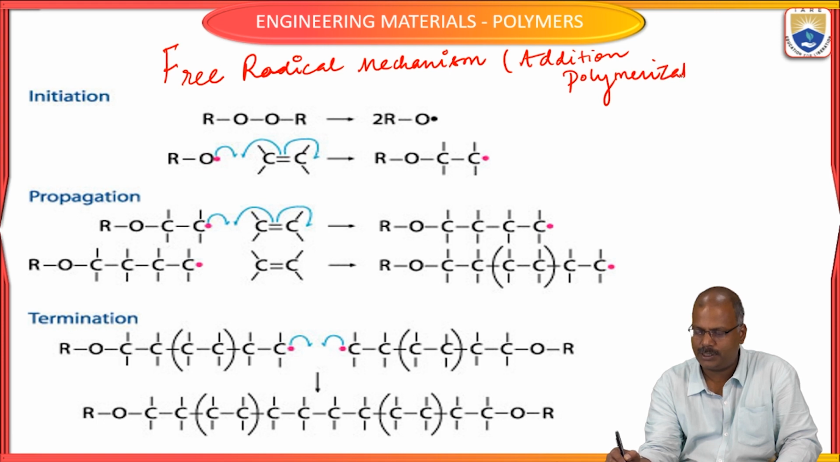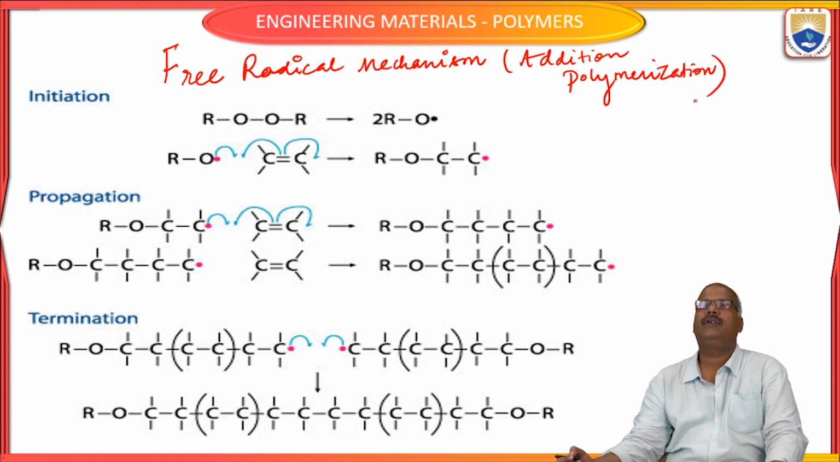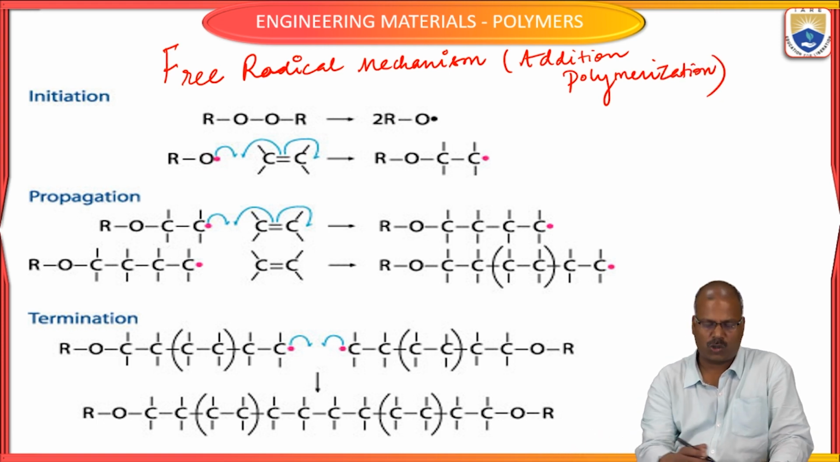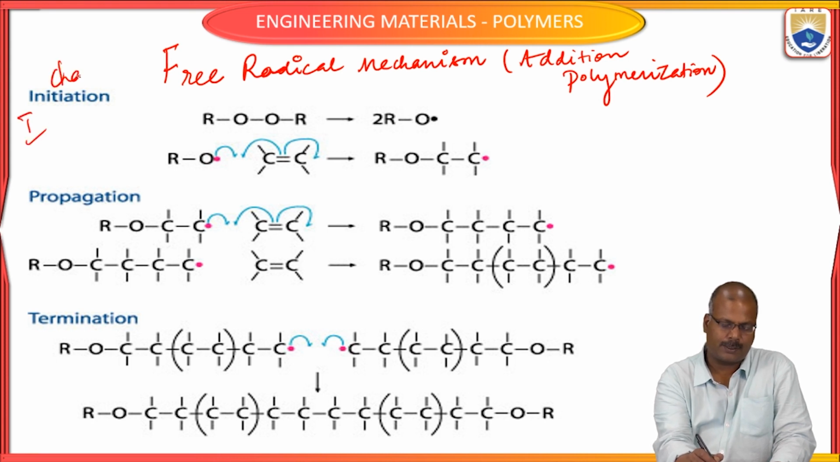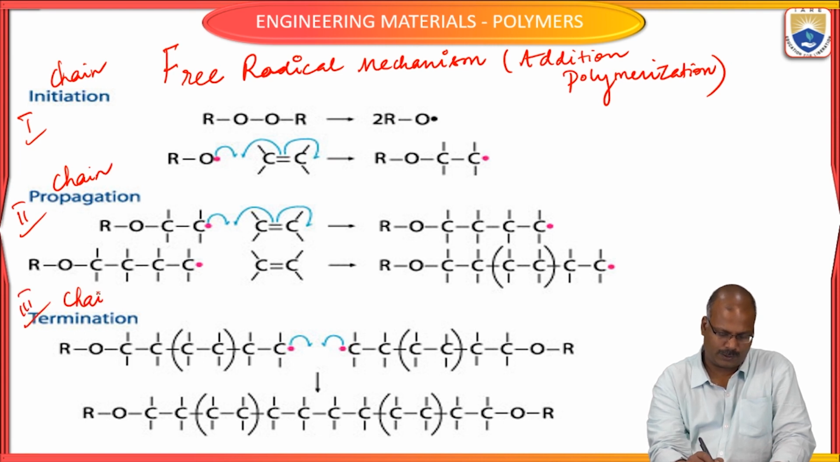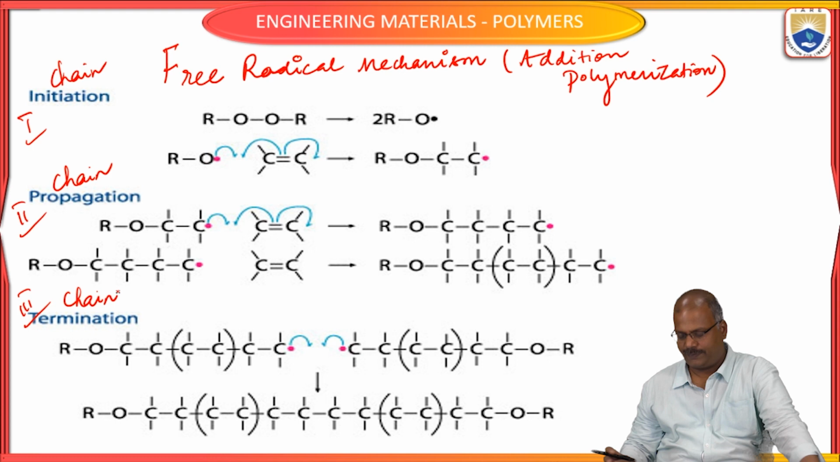Addition polymerization occurs by free radical mechanism. These are all common steps. First step, chain initiation. Second step, chain propagation. Third step, chain termination. Okay, fine. Next.